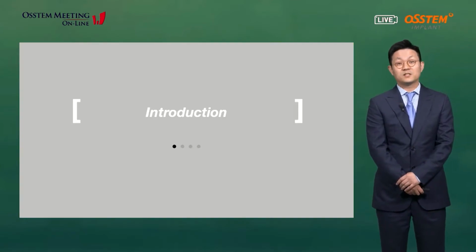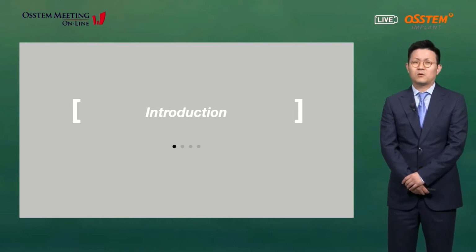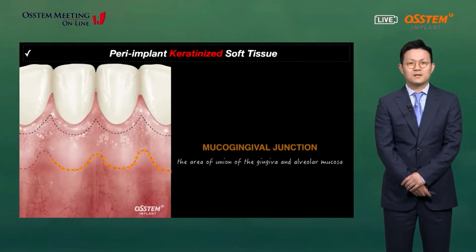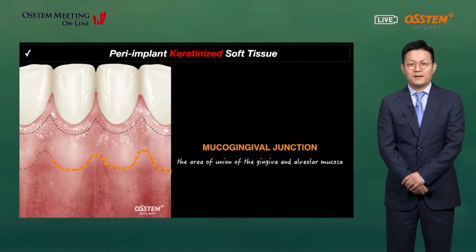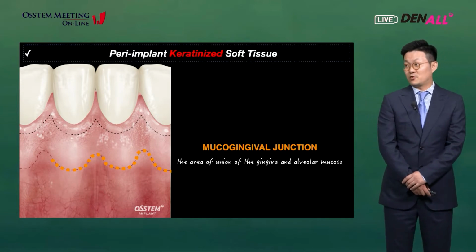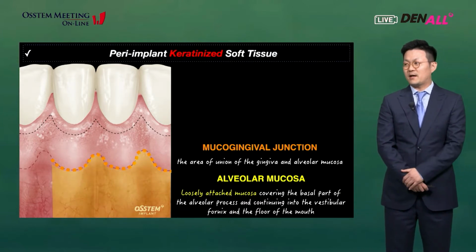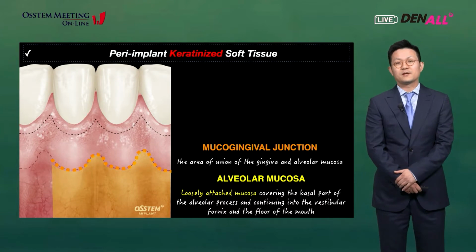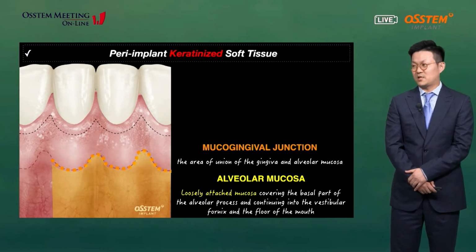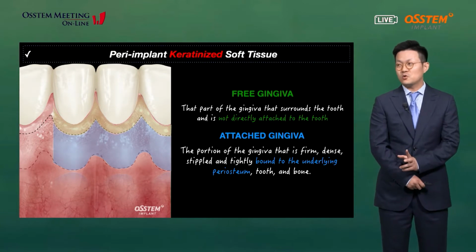First of all, we should discuss why we have to perform free gingival graft despite the inconvenience and morbidity. In the mouth, there is a line called the mucogingival junction, the area of union of the gingiva and alveolar mucosa. Below this line is the alveolar mucosa. It is loosely attached to the underlying tissue, so it is a highly movable tissue. And on the other side of the mucogingival junction, there are two keratinized tissues.